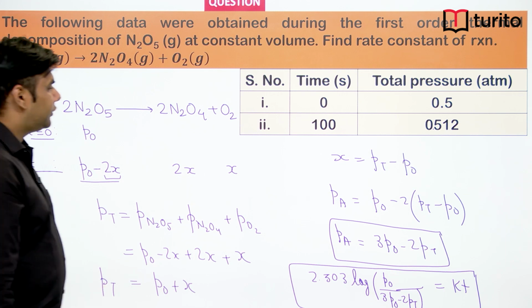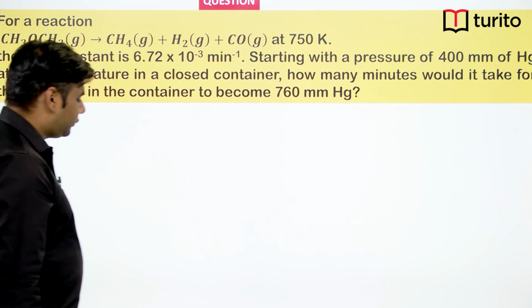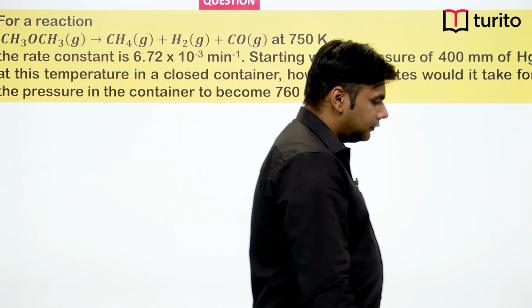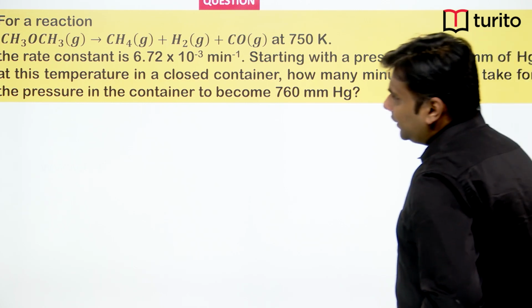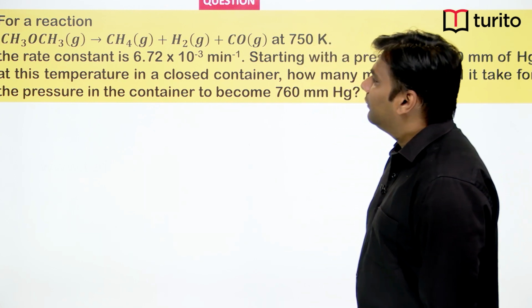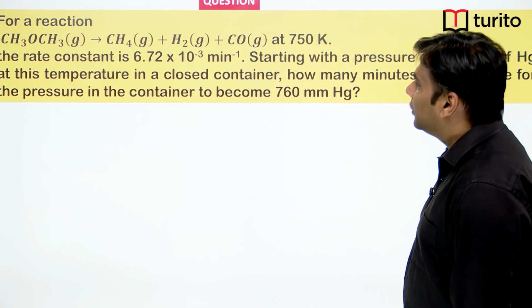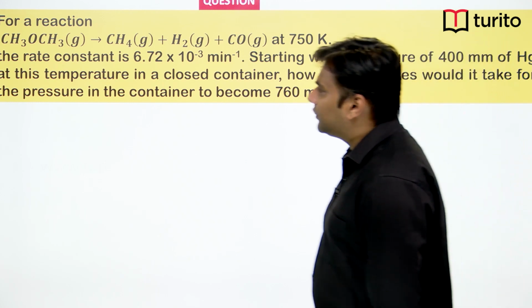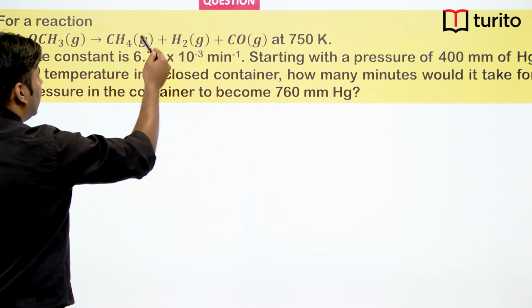Okay, so just have a look at another question. So just solve this now. This question basically says that there is a dimethyl ether which is decomposing to give methane plus H2 plus CO. Okay, so this is also a balanced reaction because there are 6 hydrogens in total, 2 carbons, and 1 oxygen.